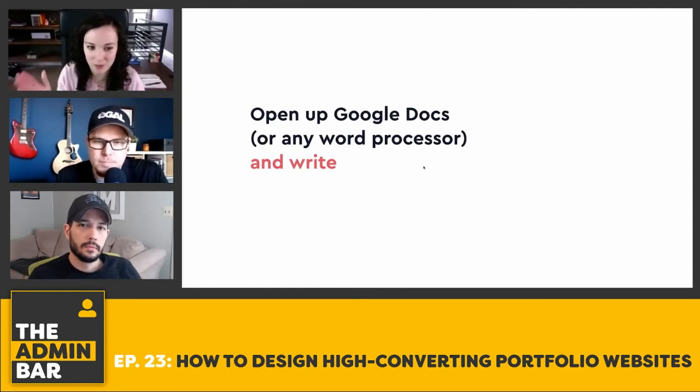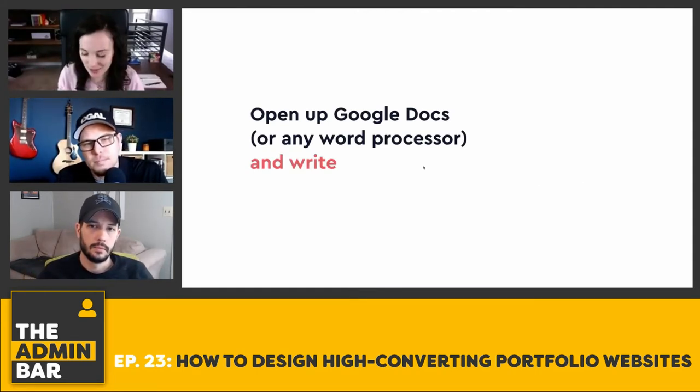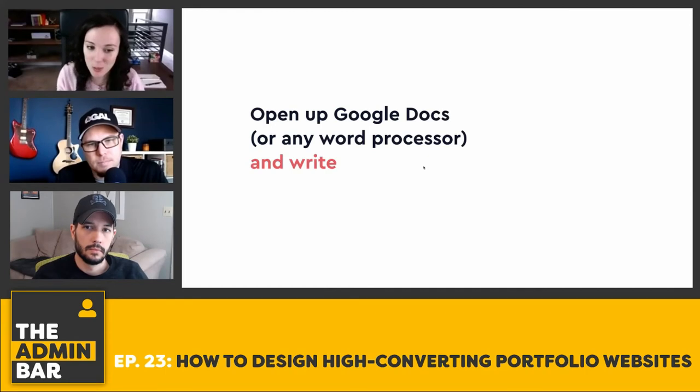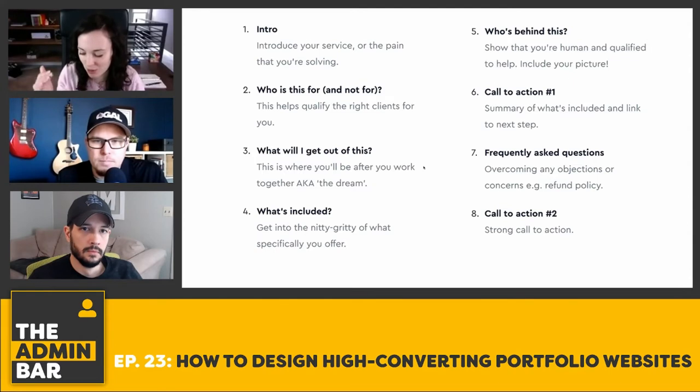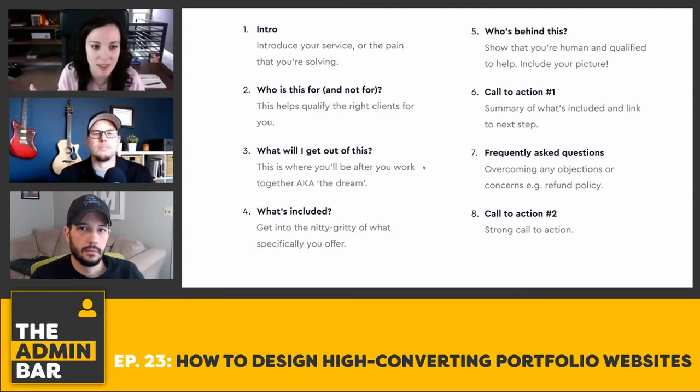Cool. So the first step in your design process is to open up Google Docs or any word processor. I prefer Google Docs, and just write. So this is sort of a rough outline that you can use. You don't have to follow it, but I wanted to give you something that you can follow if you're trying to write your first page of a portfolio website. So if you're really stuck, maybe just try to follow this outline. You can change it. It's not definitive. It's not, you know, 100% going to work, but it's a starting point.